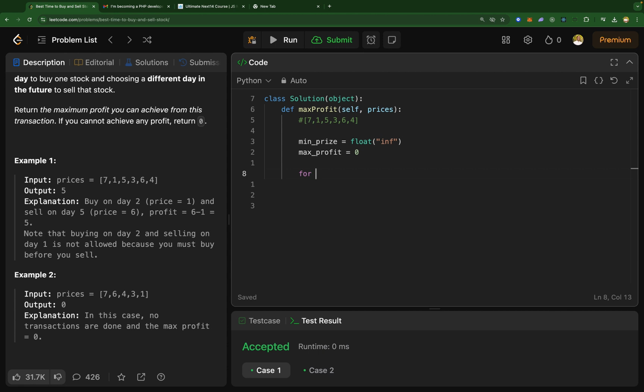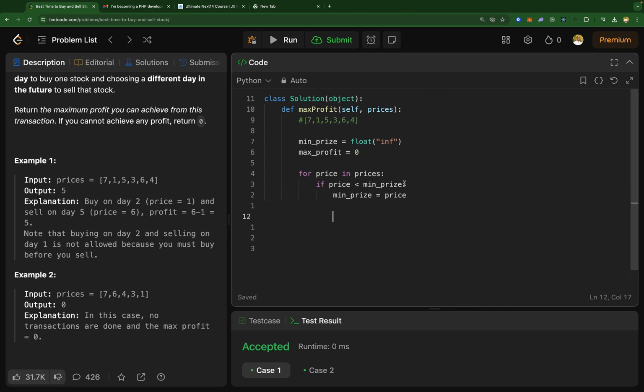So we're going to say for price in prices, we are going to confirm if the price that we are in at that time is going to be less than min price that we created up here. It's supposed to be a Z. Okay. So if there is a value that is going to be less than the min price that we created up there, then we're going to update our min price to have the same value as the price.